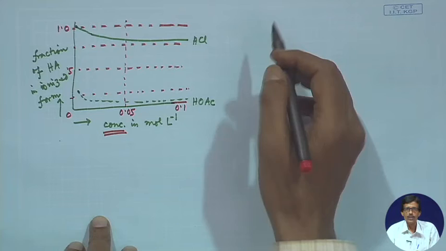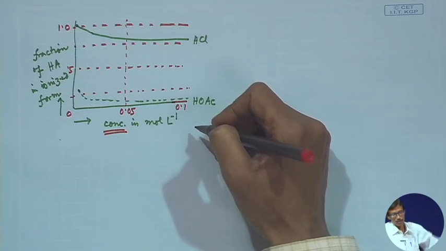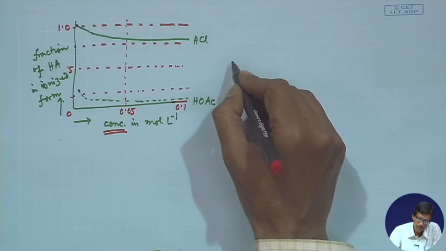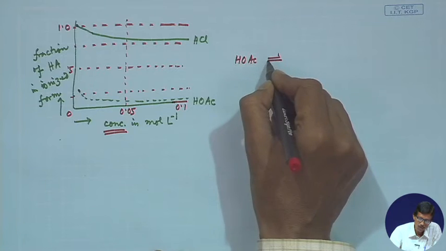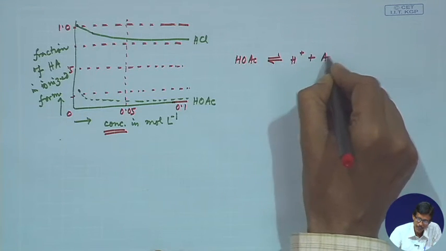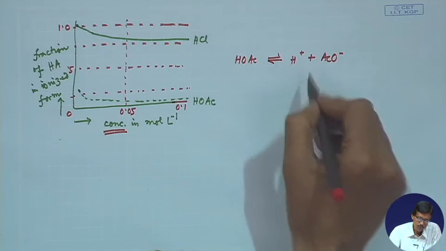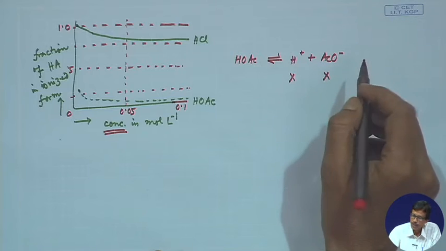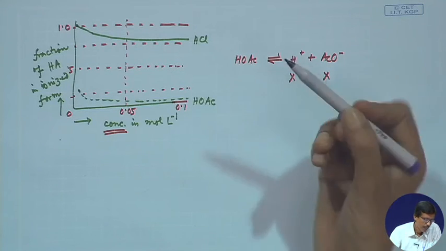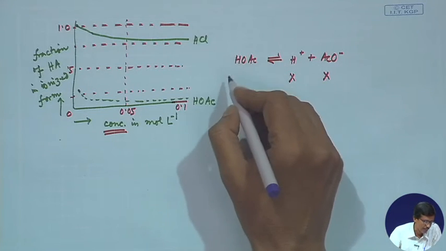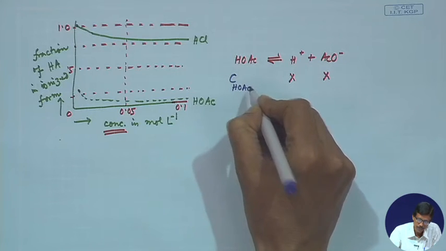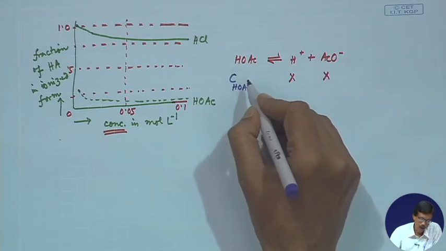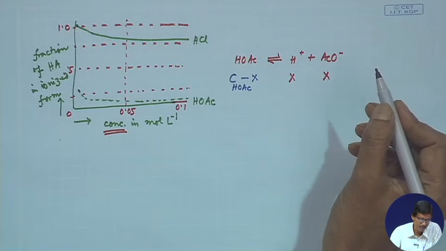The magnitude of dissociation depends on which concentration we are handling for a titration or any other reaction. Consider the dissociation of HOAc into H plus and acetate ion. If the fraction of dissociation is x, then x H plus and x acetate ion are forming. If the original analytical concentration of acetic acid is C HOAc, the concentration present before dissociation, then after dissociation it is C minus x.